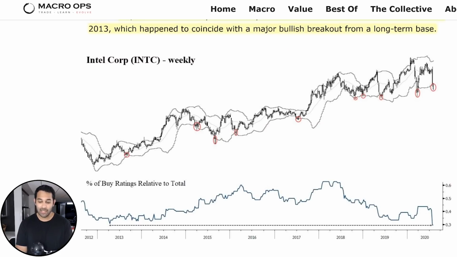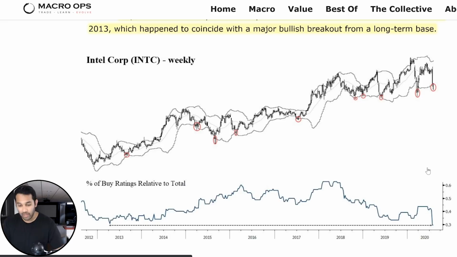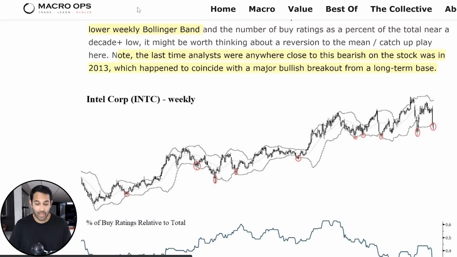And in that space, Intel is really lagging behind. But you can see right here, there's a little red circle where it looks like it's hitting its lower Bollinger Band. So for any short-term traders out there, might be an opportunity here to play a short-term rebound, a mean reversion. And right here, we can also look at the number of buy ratings relative to the total is hitting a decade low, meaning analysts are super bearish on Intel. And what do we know about sentiment? When people are overly bearish, there could be something good happening there. So the last time analysts were anywhere close to this bearish on the stock was in 2013, which happened to coincide with a major bullish breakout from a long-term base.